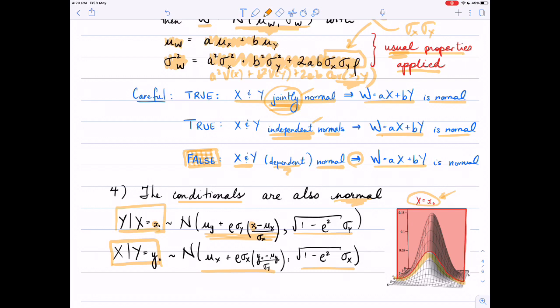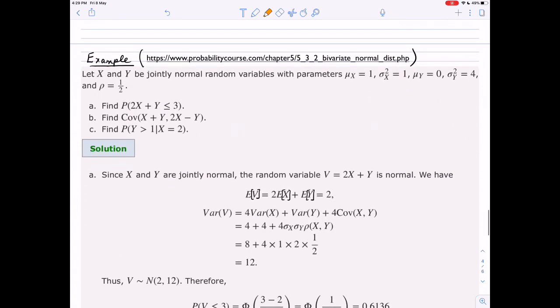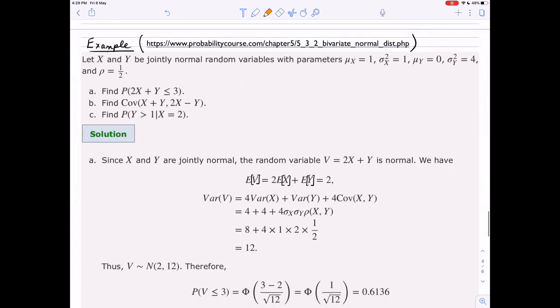They are big and you can really sink your teeth into them, but they are not difficult inasmuch as we are then just talking about normal single variable normal distributions now. So let us go and look at this example, which explores some of these concepts.